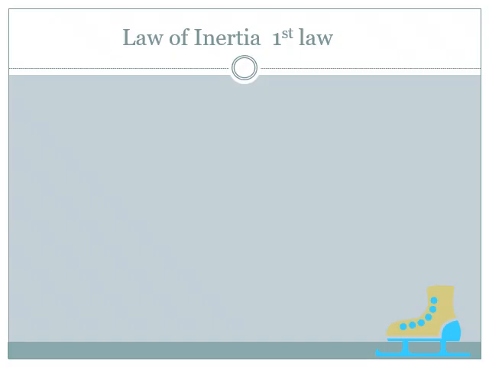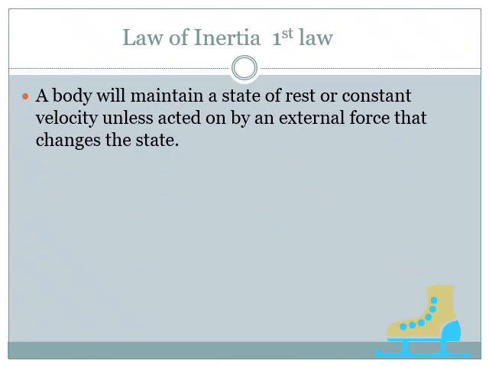First we have to define what inertia is. Inertia is a body's resistance to movement, or an object's resistance to movement. All objects possess inertia. How much inertia it has is based upon the size of the object, how much mass it has, things of that nature, but all objects possess inertia. When we look at the law of inertia, a body will remain at rest or at constant velocity unless acted on by an external force that changes the state.